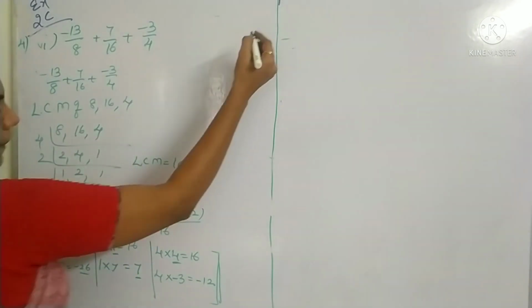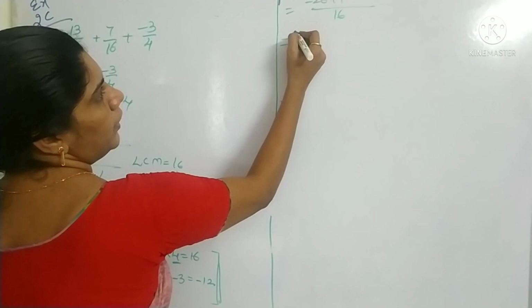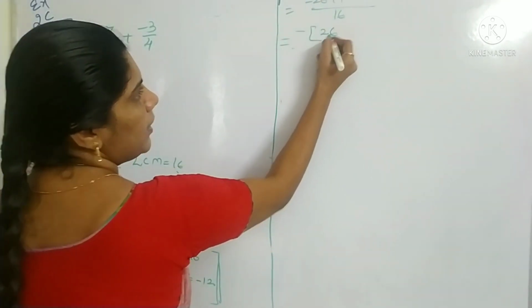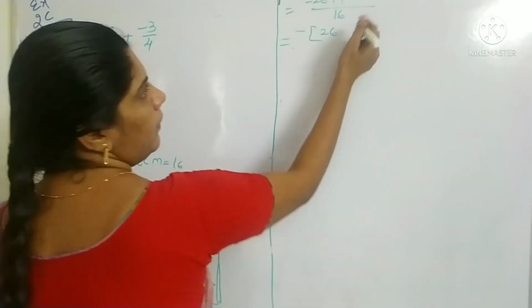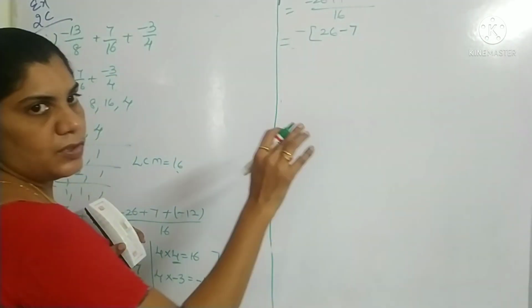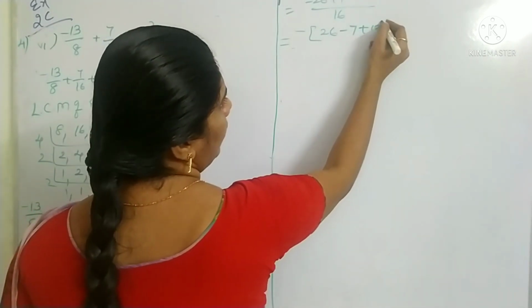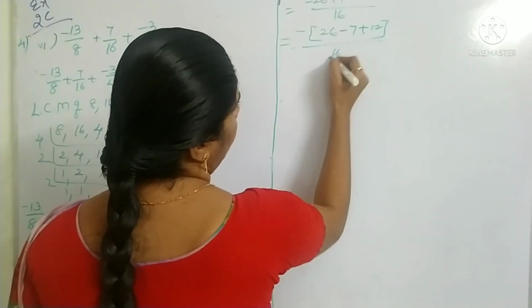See, minus. Now I want to take the minus out. So this minus 26 will become plus 26. Plus 7 will become minus 7. Just interchange the signs. Minus 12 will become plus 12. Now close the bracket. 16.